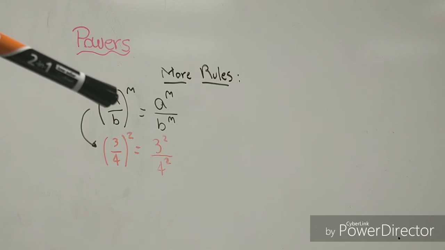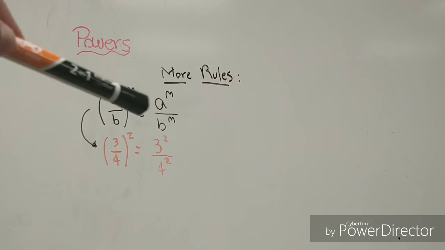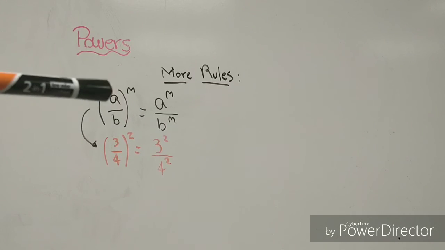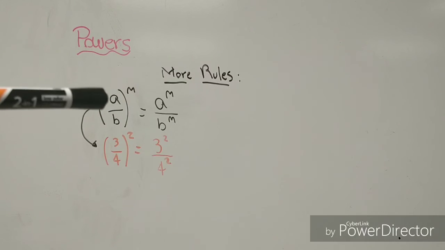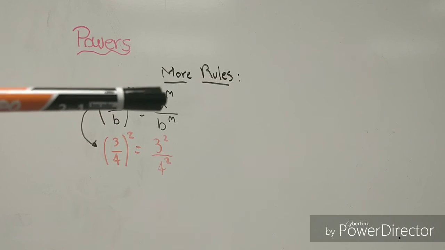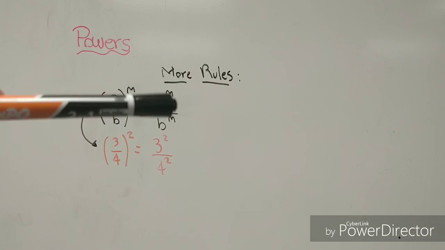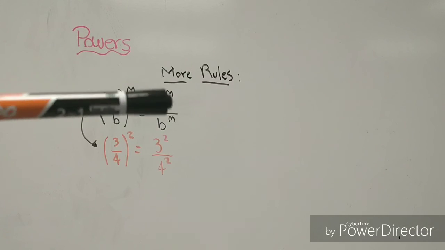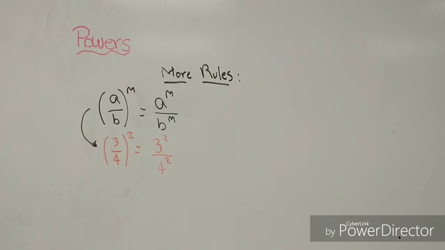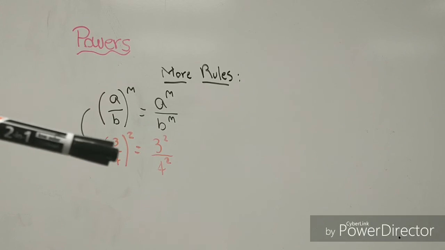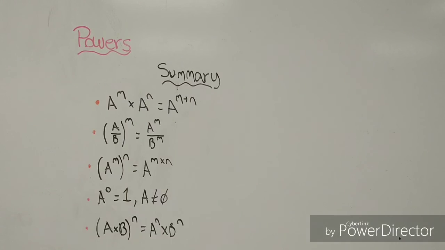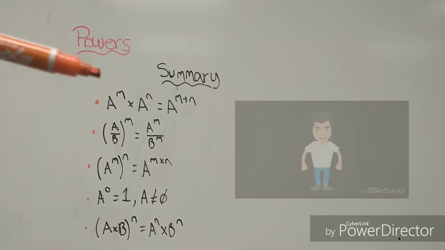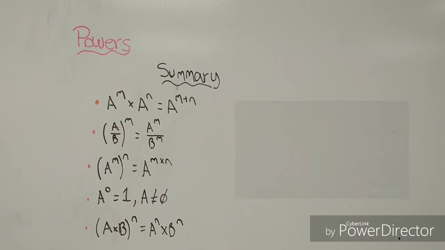Same thing with a quotient or with a division. If we have a division of 2 numbers and they are raised to a power, then we can raise the numbers to the same index in a separate way, just like this example. So finally, here is a good summary of the rules that we have seen today.